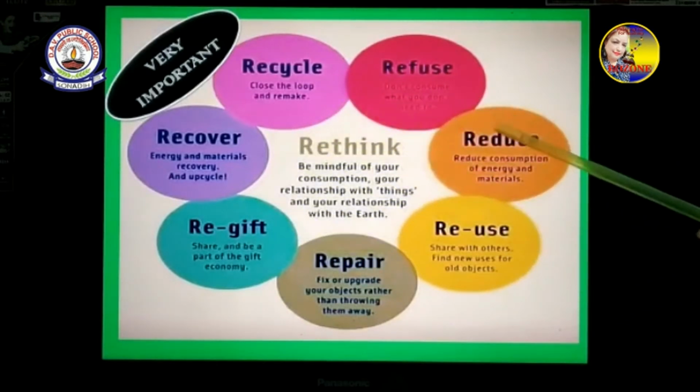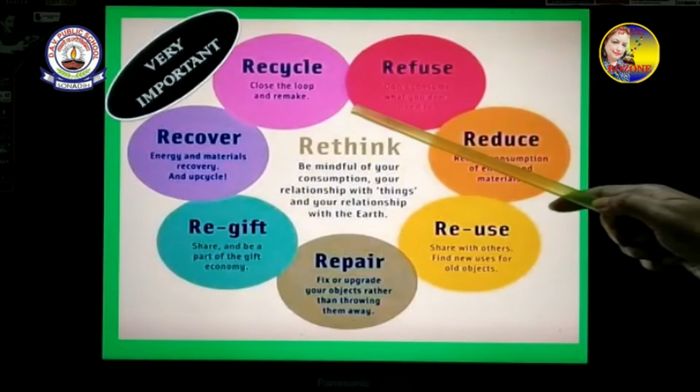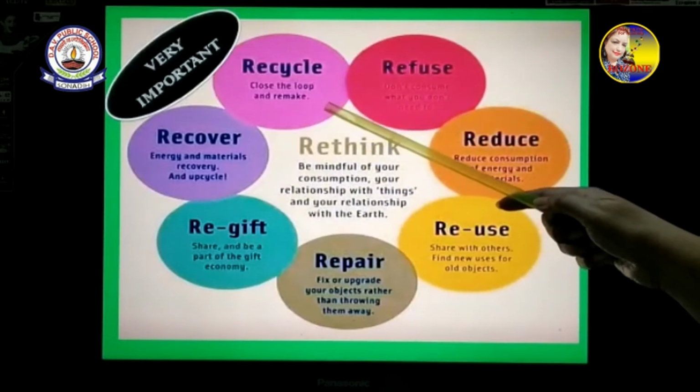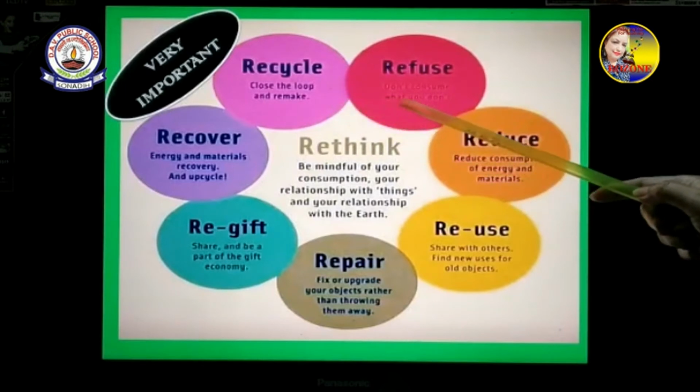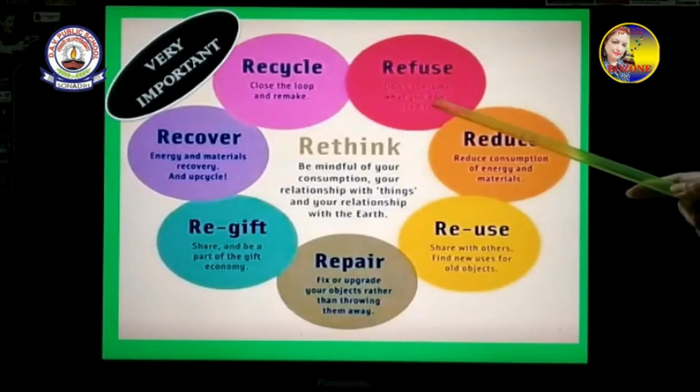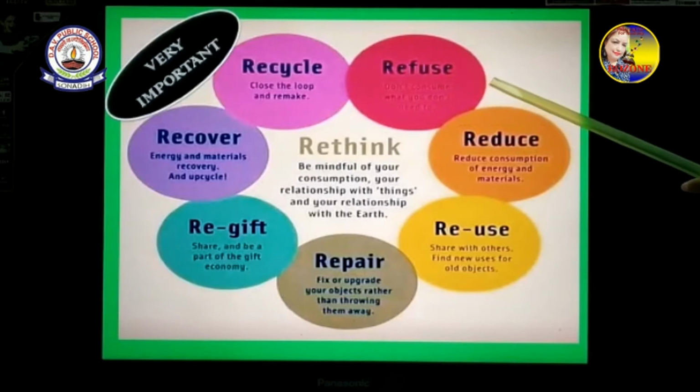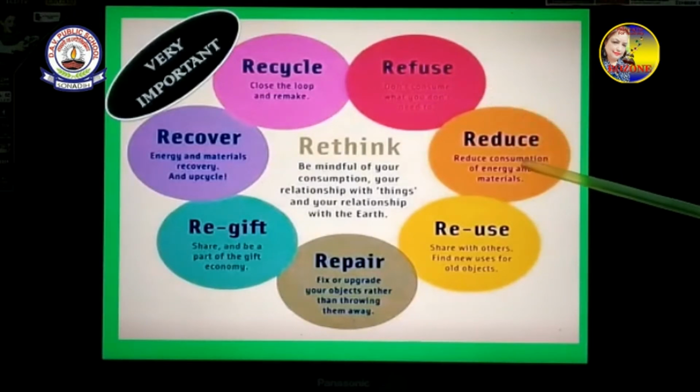So all these things we have to think about: how we are using it, whether we need it or not, whether we can make it into new substance, new things. Whatever things we have or we want, we can get rid of it, refuse it, don't take it. Then reduce consumption of energy and materials. Whatever energy and materials we are using, we can reduce. Instead of buying more and more things, don't buy if it is not necessary.